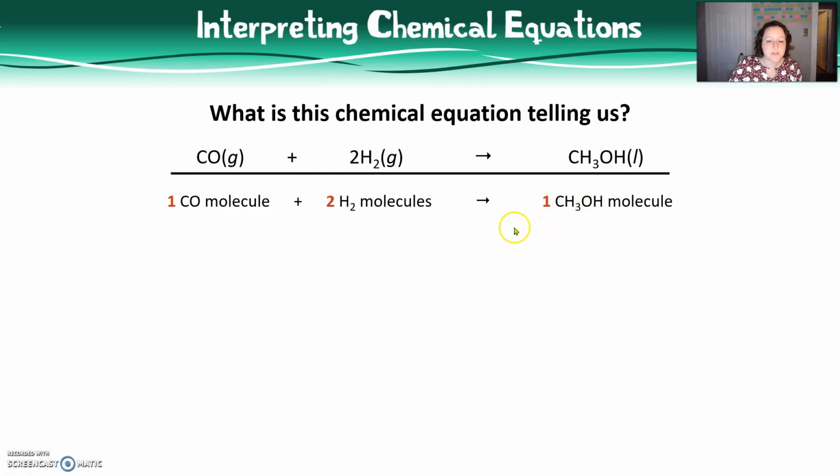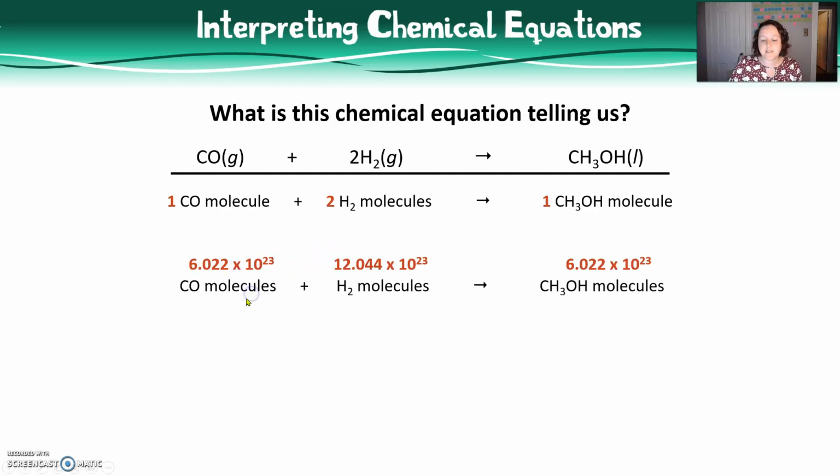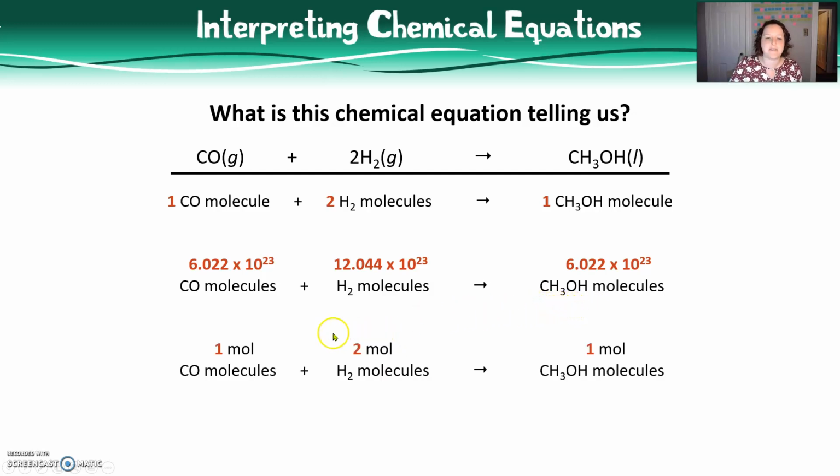These numbers can be scaled to larger amounts simply by multiplying the coefficients by the same value. So if I multiply the coefficients in the reaction by Avogadro's number, there would be 6.022 times 10 to the 23rd molecules of carbon monoxide that would react with 12.044 times 10 to the 23rd, or twice as many molecules of hydrogen to produce 6.022 times 10 to the 23rd molecules of methanol. Now, since we know Avogadro's number is equal to 1 mole, then we can also write this as 1 mole of carbon monoxide molecules reacts with 2 moles of hydrogen molecules to give 1 mole of methanol.